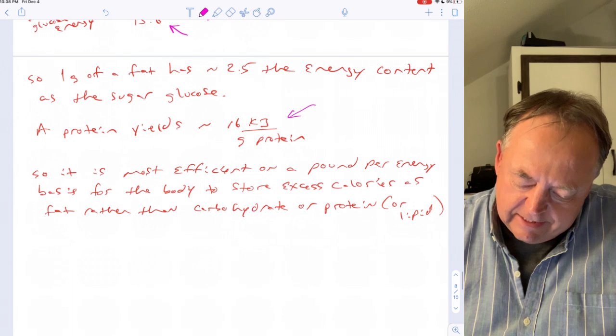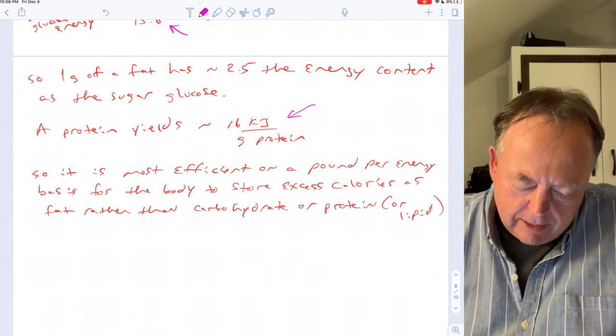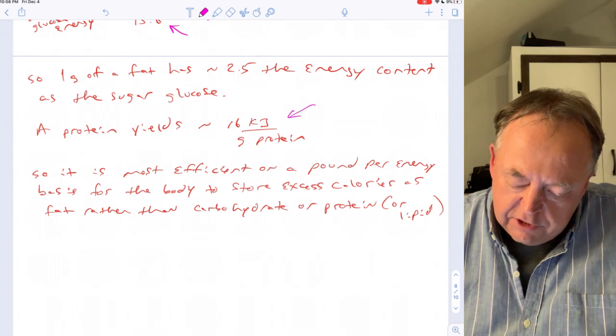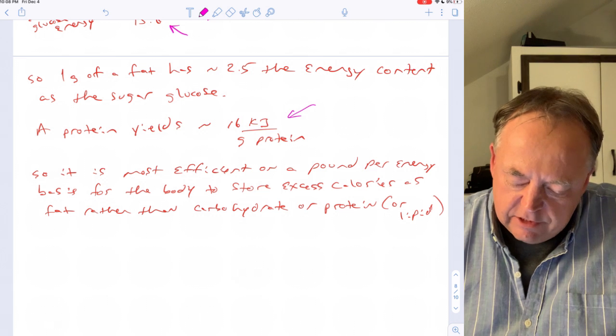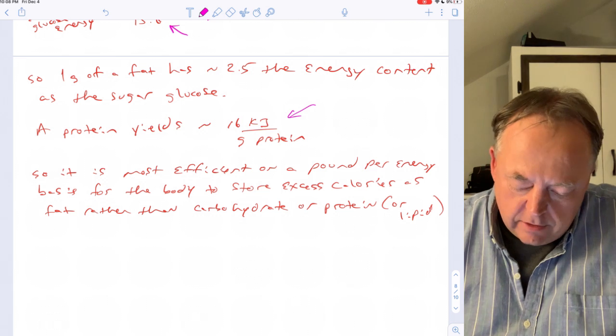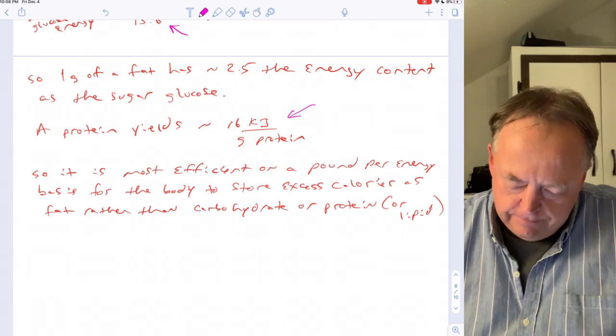Protein yields about 16 kilojoules per gram. So it's more efficient on a pound per energy basis for the body to store excess calories as fat rather than as carbohydrate or protein.